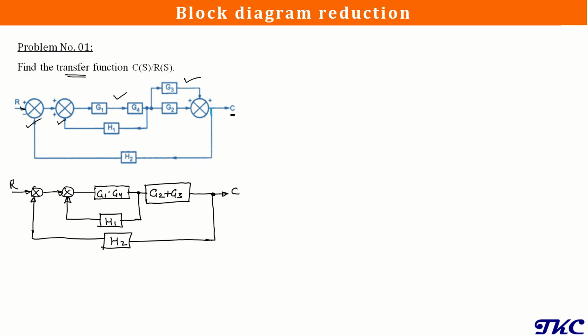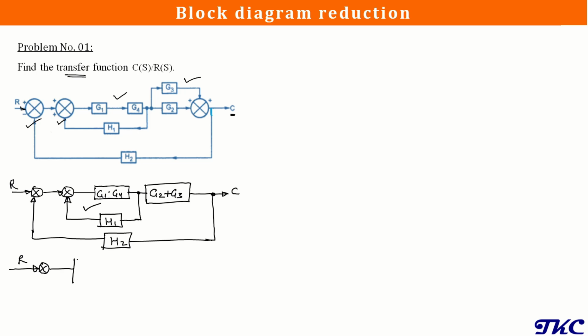Now after that, we need to again see whether in the reduced diagram we again have blocks in series, blocks in parallel or any minor feedback loop. If you see carefully here, we have G1 into G4, this block, and H1 forming a minor feedback loop. So we can reduce this feedback loop by its closed loop transfer function. We will apply the corresponding rule to reduce this loop to a single block. So again we'll have R as the input to the summing point, and now this summing point and these two blocks will vanish and will be replaced by their equivalent block.